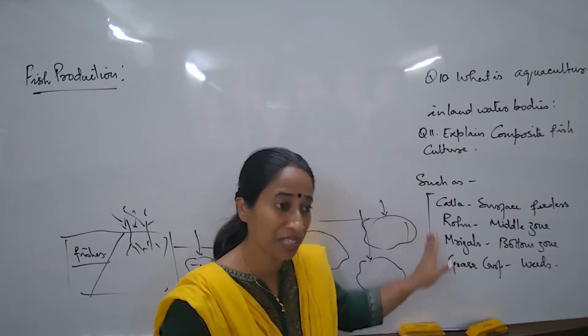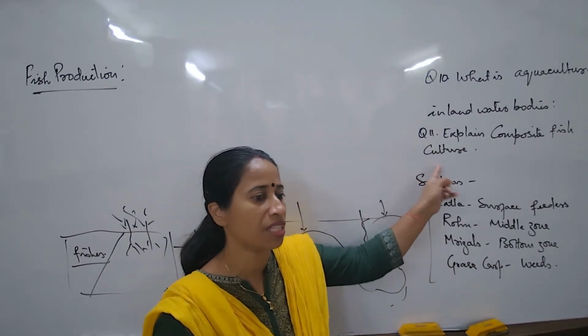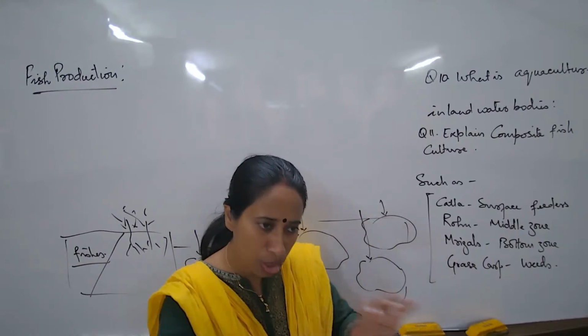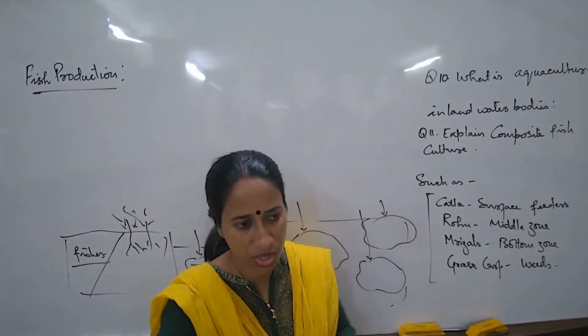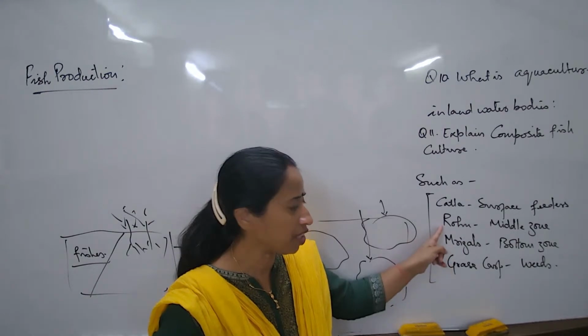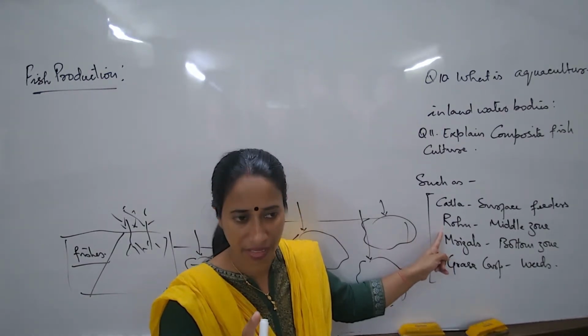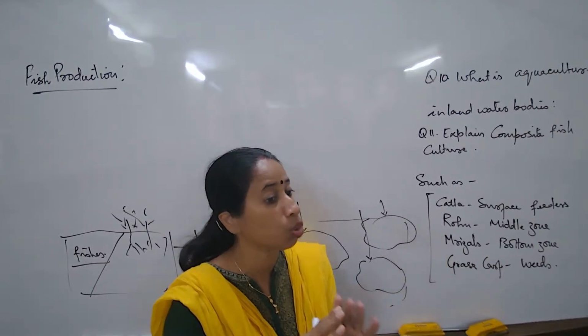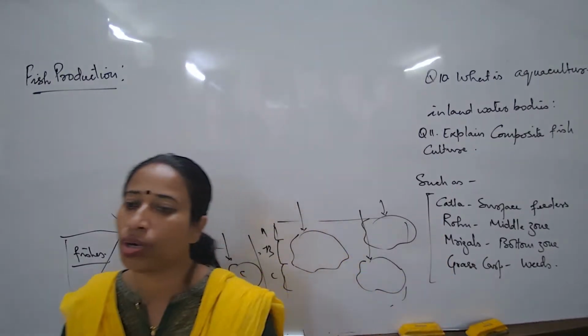What is the significance? You are asked, what is the significance of this method? Significance is, since they are in different zones, there is no competition. This type will not feed on this type. There is no predation. This type is not feeding on this type, is not feeding on this. There is no predation and there is no competition.